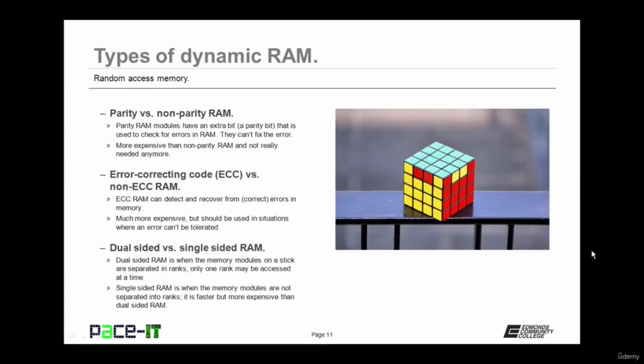There's also parity and non-parity RAM. Parity RAM modules have an extra bit, a parity bit, that is used to check for errors in RAM. It can't fix the errors, but it can find them. It's more expensive than non-parity RAM, and it's not really needed anymore because applications check for errors now. Then there's error correcting code RAM, ECC RAM. ECC RAM can detect and recover from errors in memory. It's much more expensive than standard RAM, but it should be used in situations where an error can't be tolerated.